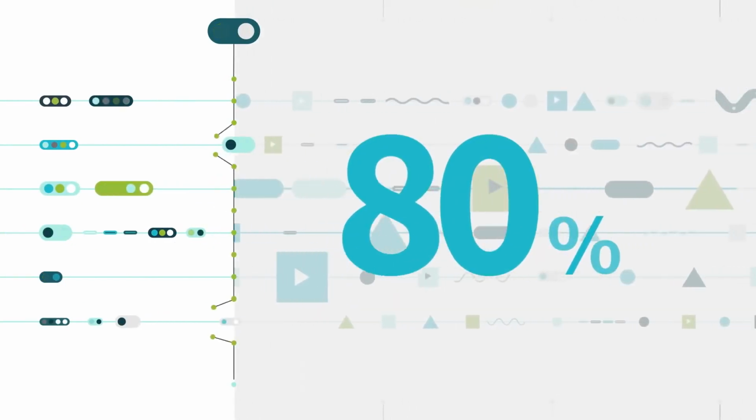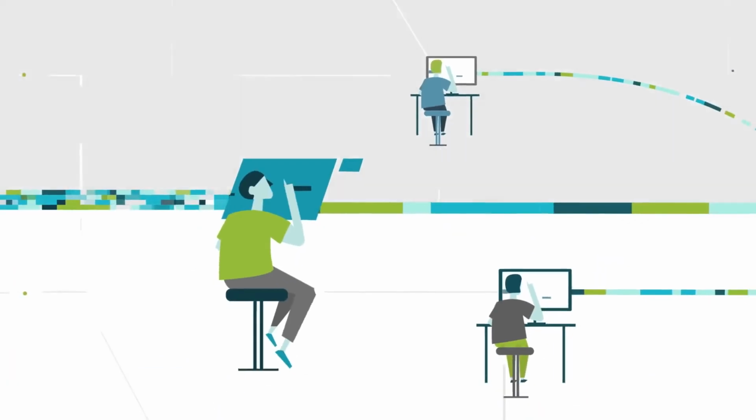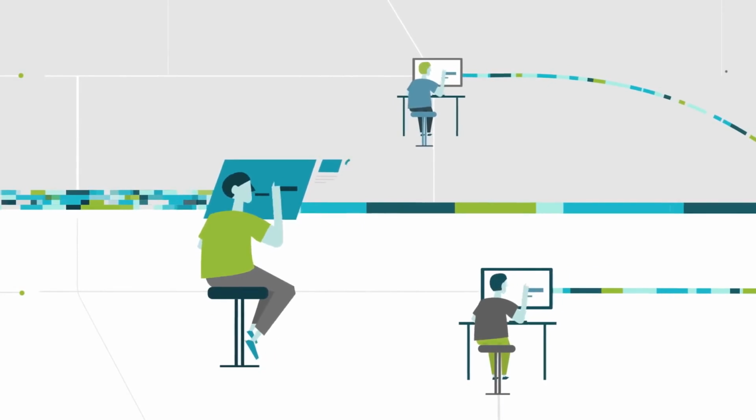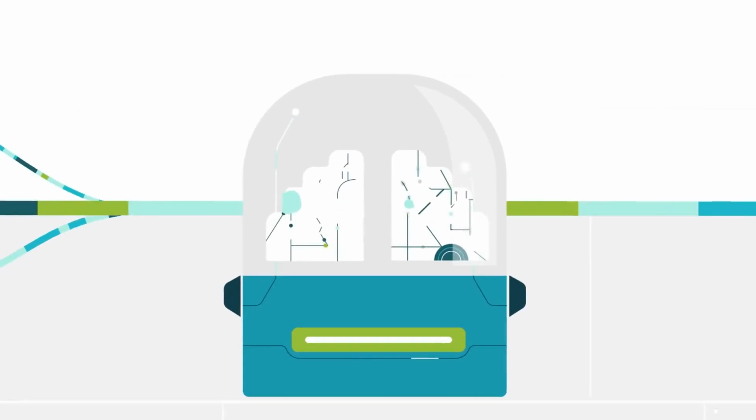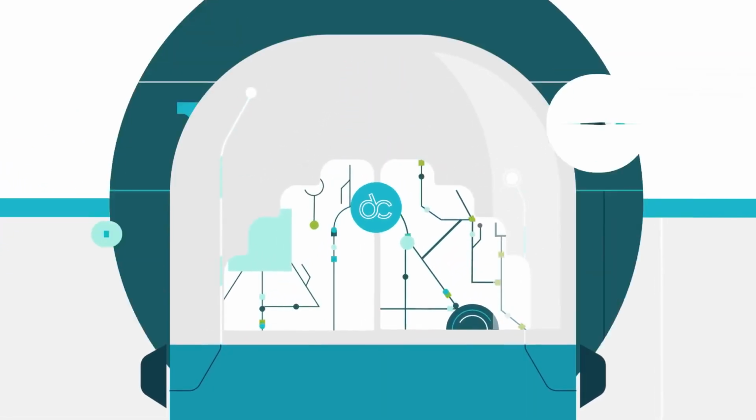80% of the world's data is unstructured. As human data production far outpaces our ability to analyze it, AI is the key to making sense of it all. And defined crowd is the key to making AI smarter.